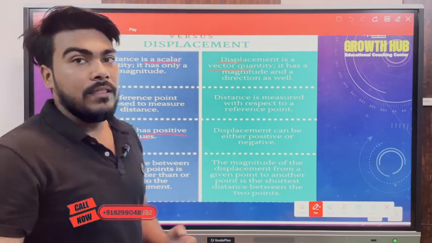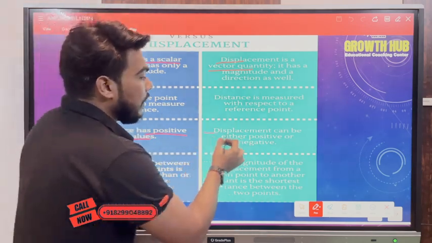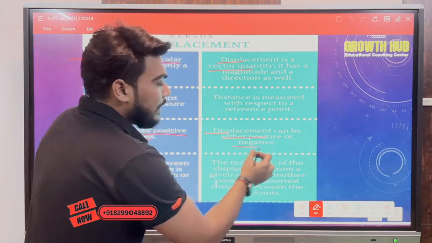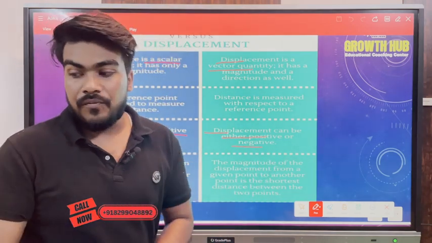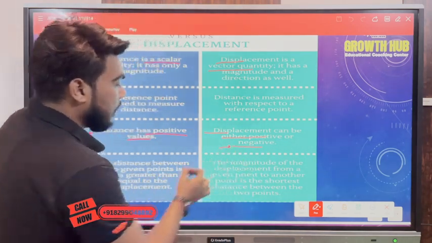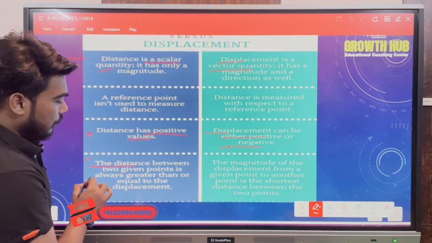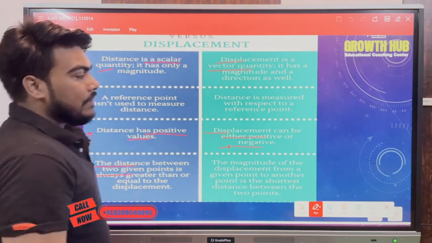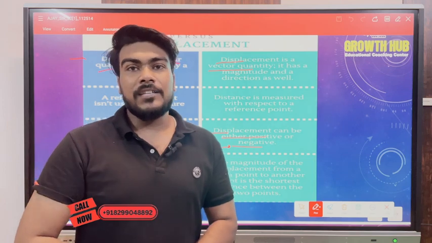Distance will always be positive, whereas displacement can be positive or negative and can be zero if the final position is not changed from the initial one. So this is how we can distinguish and calculate distance and displacement.